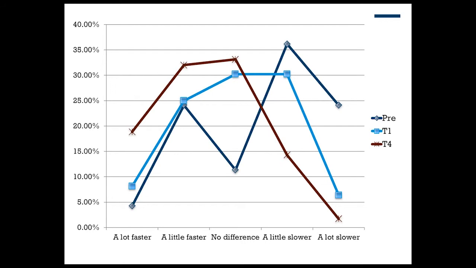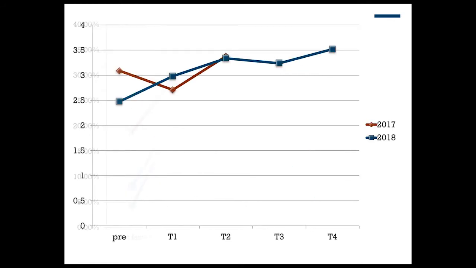Comparing our implementation year to our pilot year, we can see here that our implementation year, shown in blue, believed the computer to be slower prior to actually using it for an exam. And that was statistically significant at less than the 0.01 level. So they came in believing it to be significantly slower than paper, or significantly slower than the class of 2017 thought it would be. But by the second implementation, that time point T2, they had evened out.